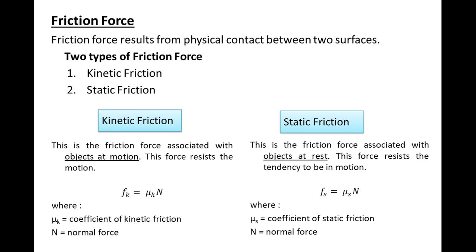The kinetic friction is expressed as the product of the normal force and the coefficient of kinetic friction, denoted by mu sub k, while static friction is the friction force associated with objects at rest. In other words, this type of friction is responsible for an object at rest resisting the tendency to be in motion. It is expressed as the product of the normal force and the coefficient of static friction, mu sub s.